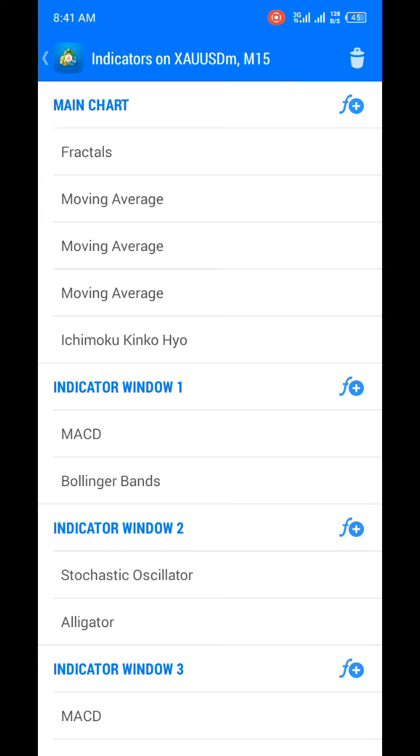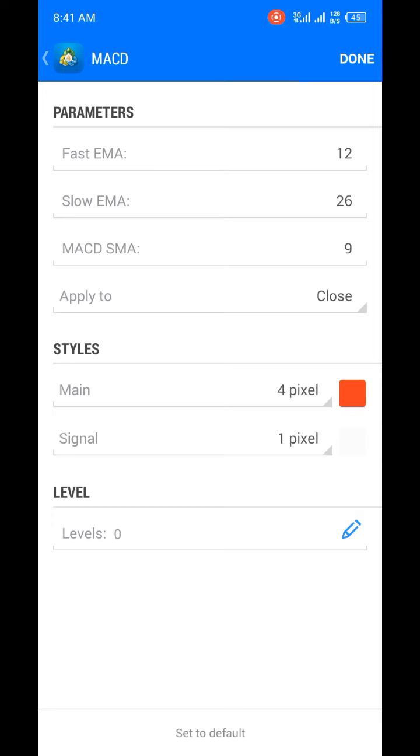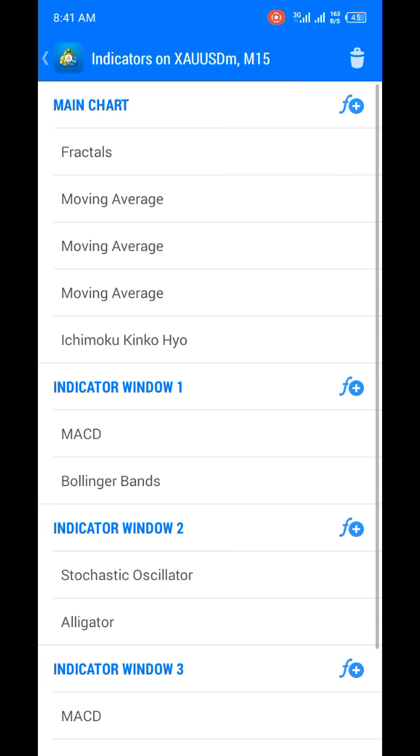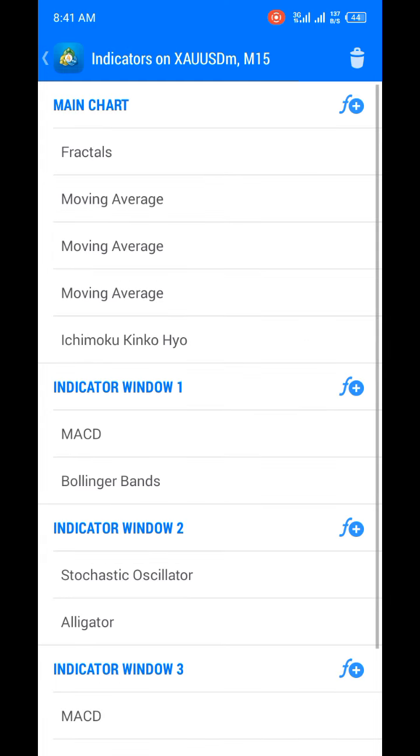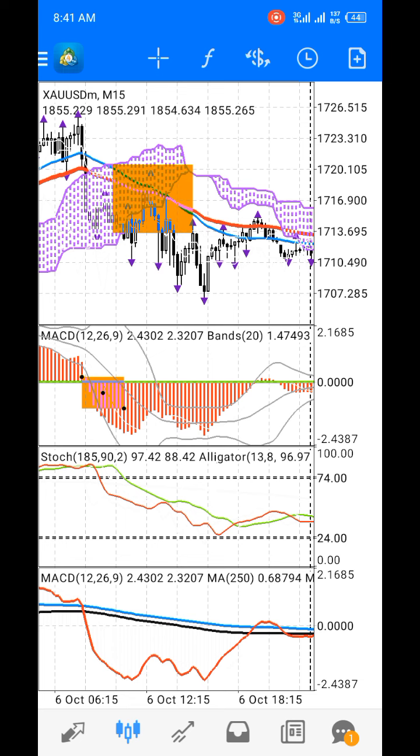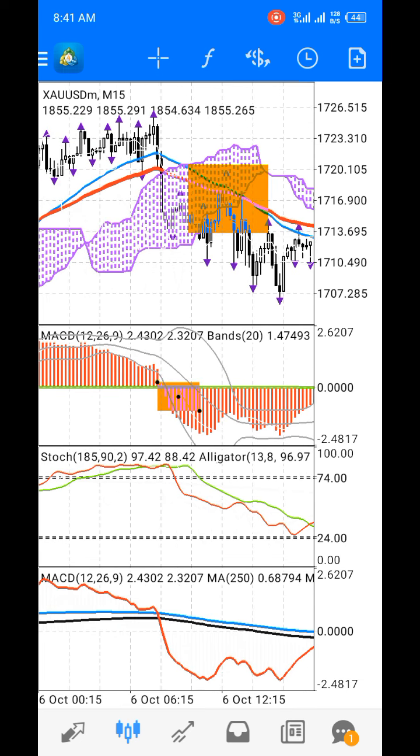Now let's look at the indicator settings. We have MACD fast EMA 12, slow EMA 26, MACD SMA 9, applied to close, color is red. Then for the Bollinger Bands, we have period 20, deviation 2.02, shift 0, applied to first indicator's data, and the color is gray. So that's that for indicator window 1.